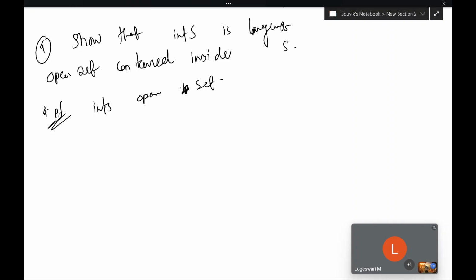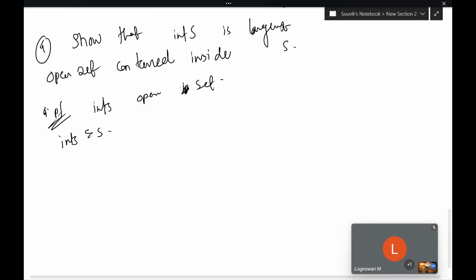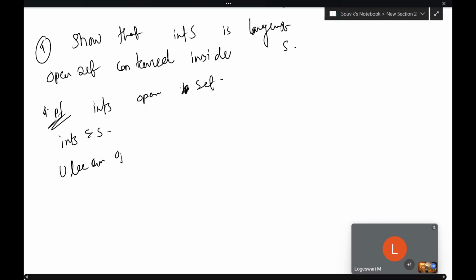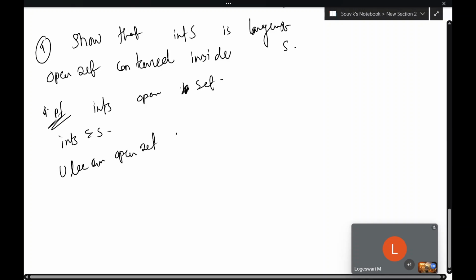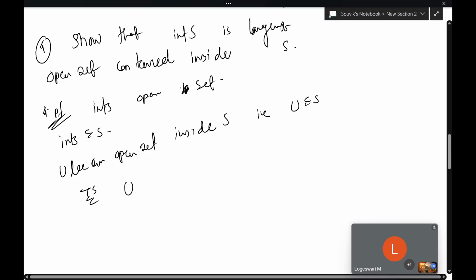So how to do that? So that it is largest. Obviously interior of S is a subset of S, so it is contained inside. Now we need to check that it's the largest. So suppose U is an open set inside S, that is U subset of S. We need to show U subset of interior S.